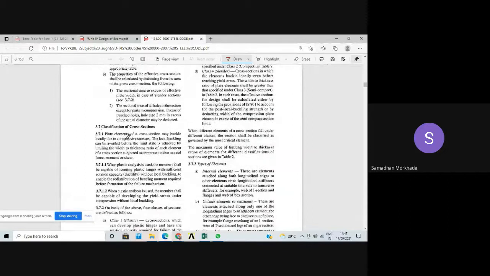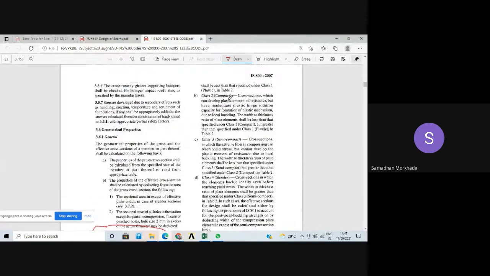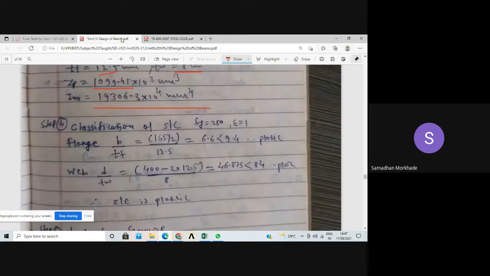See, this is the classification of cross sections. So see, class 1 means plastic, class 2 compact, class 3 semi-compact, and class 4 slender. So you just read these definitions and try to understand the things. So this is over now.